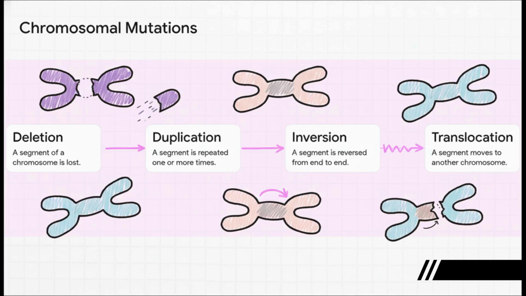There's deletion, where a whole segment is just lost; duplication, where it's repeated; inversion, where a segment gets flipped around; and translocation, where a piece breaks off and moves to a totally different chromosome. Unlike point mutations, these are massive structural changes that can affect hundreds of genes all at once.